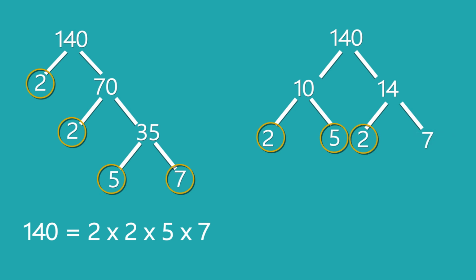Now, if you look at those numbers that have been circled, they are exactly the same as the numbers that have been circled on the left-hand side. The other numbers are different, but we don't actually care about those other numbers. We only care about the prime factors. And as you'll see, 140 is still 2 times 2 times 5 times 7. No matter how you break it down, you'll always get those prime factors.